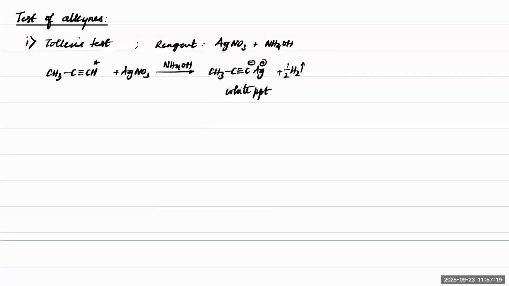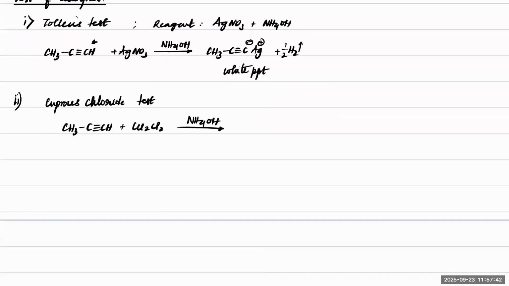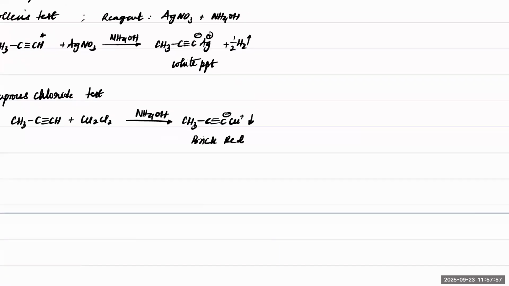Same way, just like Tollens test, we can also have the cuprous chloride test. When CH3C triple bond CH reacts with Cu2Cl2 in the presence of NH4OH, this will give us CH3C triple bond C minus Cu plus. This is a brick red precipitate, plus half H2. So this is the product you will get.